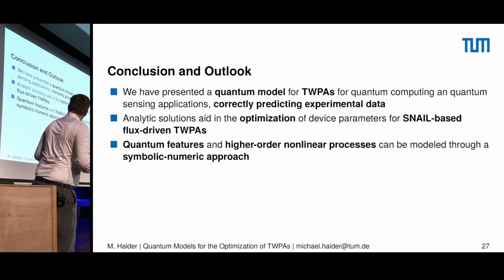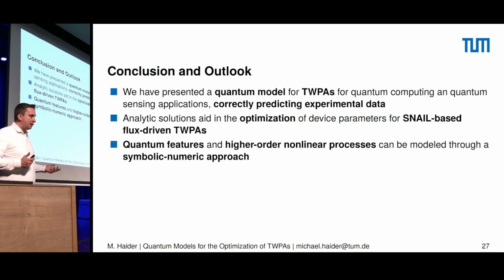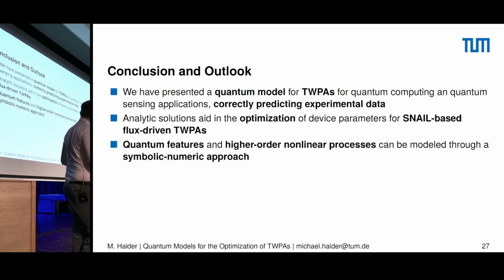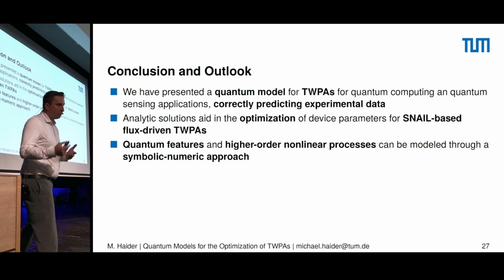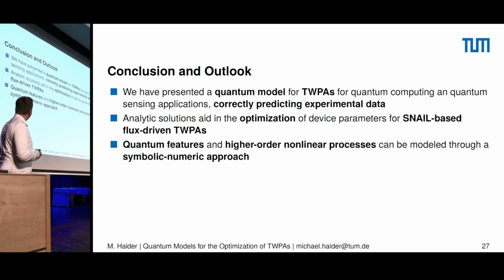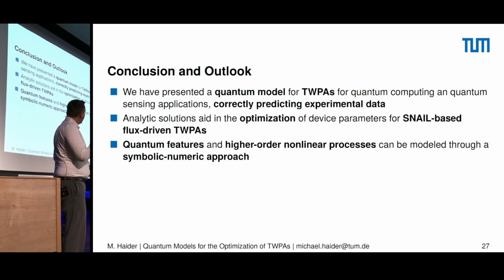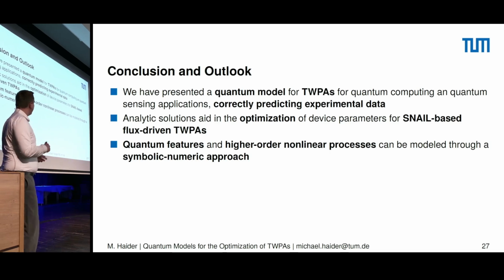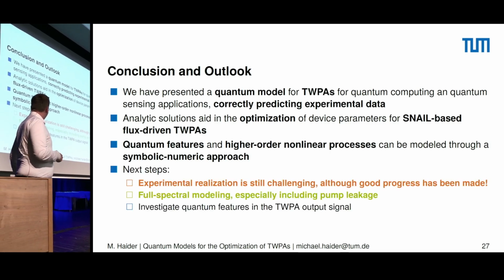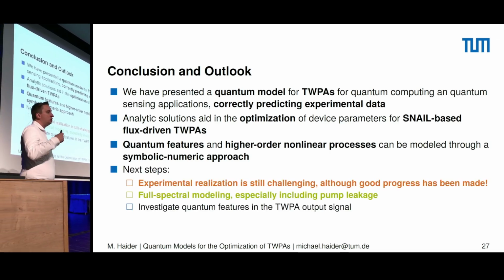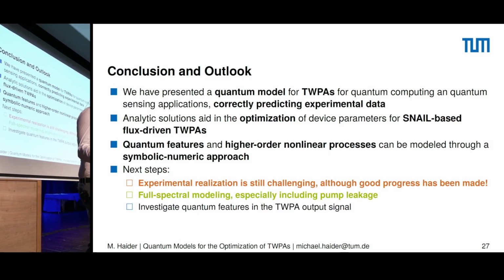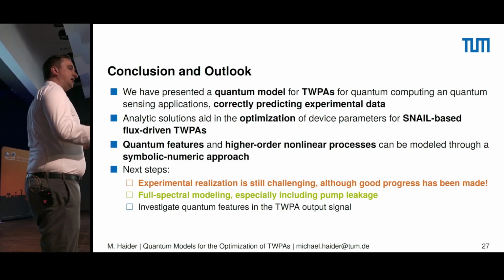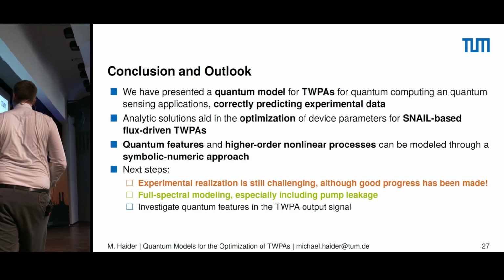And with that, I want to conclude. So what have we done? I tried to convince you that we have a quite nice model for traveling wave parametric amplifiers, which fits very well to experimental data. We used it for optimization, and found that snail-based flux-driven TWPAs are quite cool candidates, but hard to manufacture. And we presented our symbolic numeric approach to go even beyond that in terms of modeling, to go to many modes, go beyond the stiff pump approximation, and get some realistic models in there.